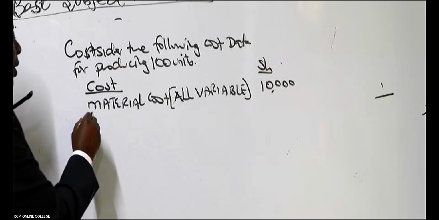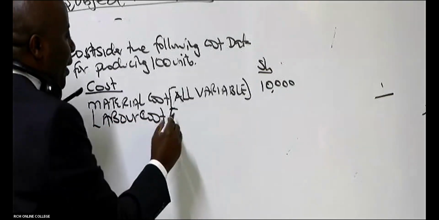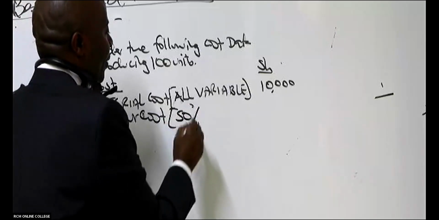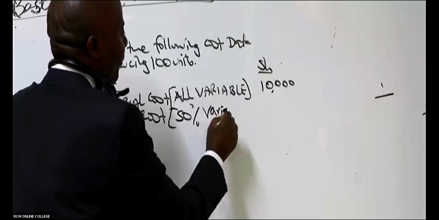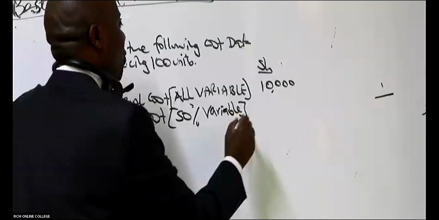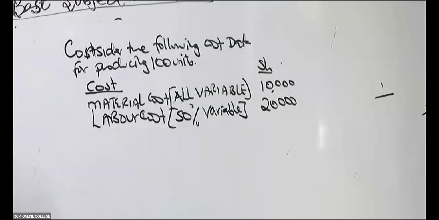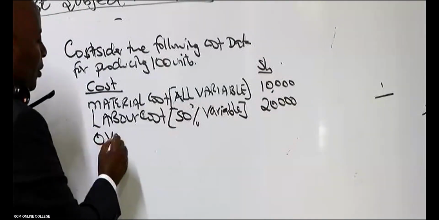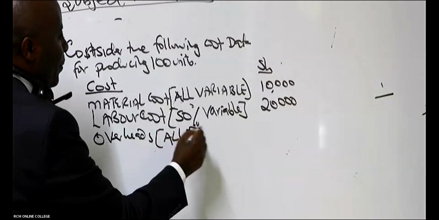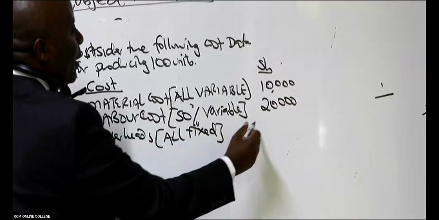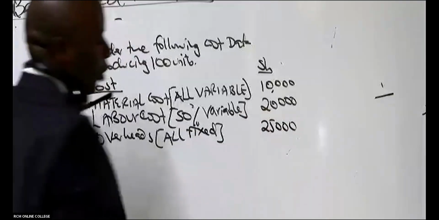Then we have labor cost. In this case, 50% variable. What do we have here? 20,000. And then we have overheads, all fixed. In this case, 25,000, all fixed.